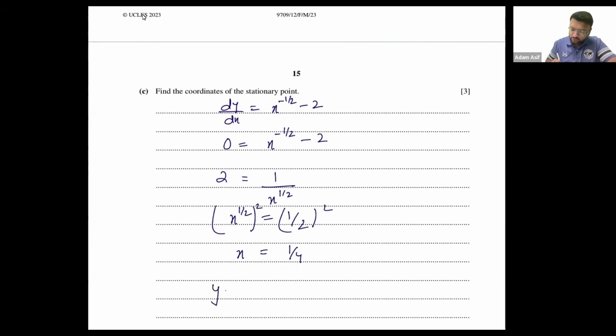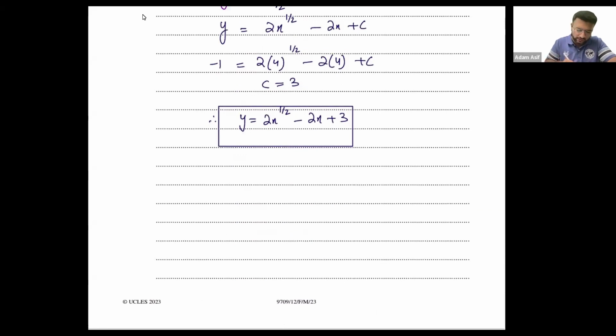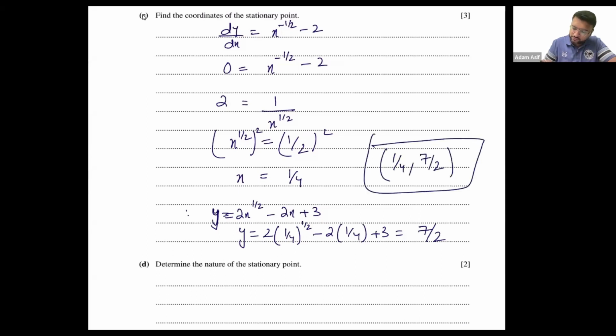When x is 1/4, what's going to be y? So we have now the equation of the curve. We are going to plug in x as 1/4 in this equation. So when you plug in x as 1/4, what value do you get, Abdullah? 3.5, that's 7/2. ठीक है? So the stationary point coordinates are 1/4, 7/2.